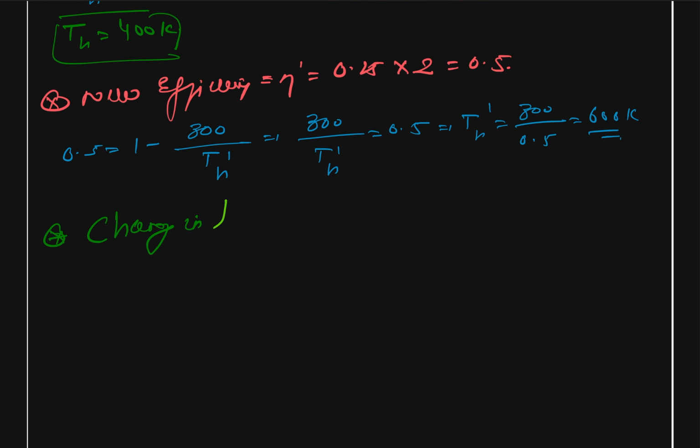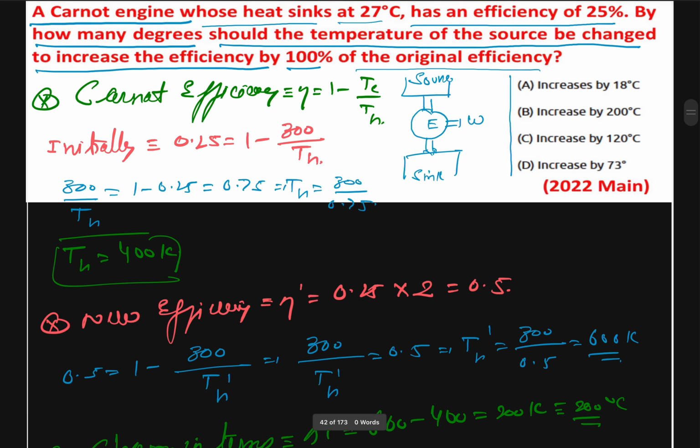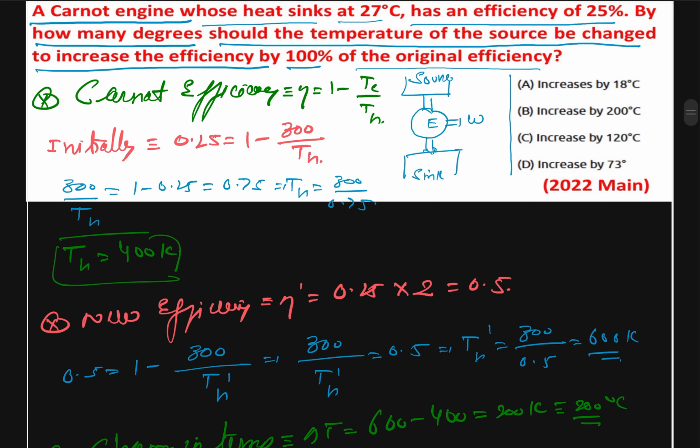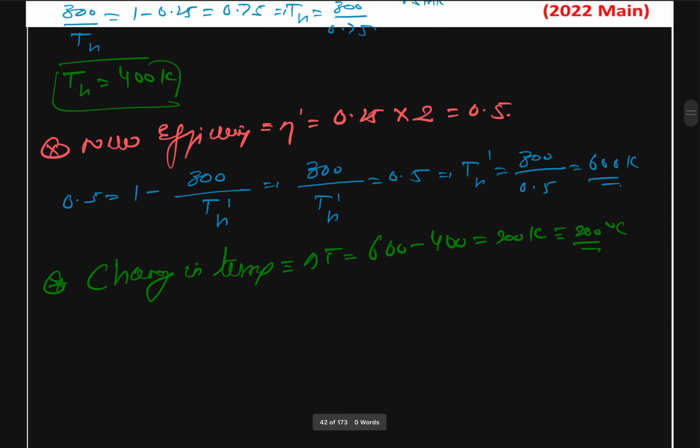Change in temperature, that is our delta T, will be equal to 600 minus 400, giving us 200 Kelvin, and the difference will be the same, that is 200 degree centigrade. So our temperature increased by 200 degree centigrade, option B is correct.